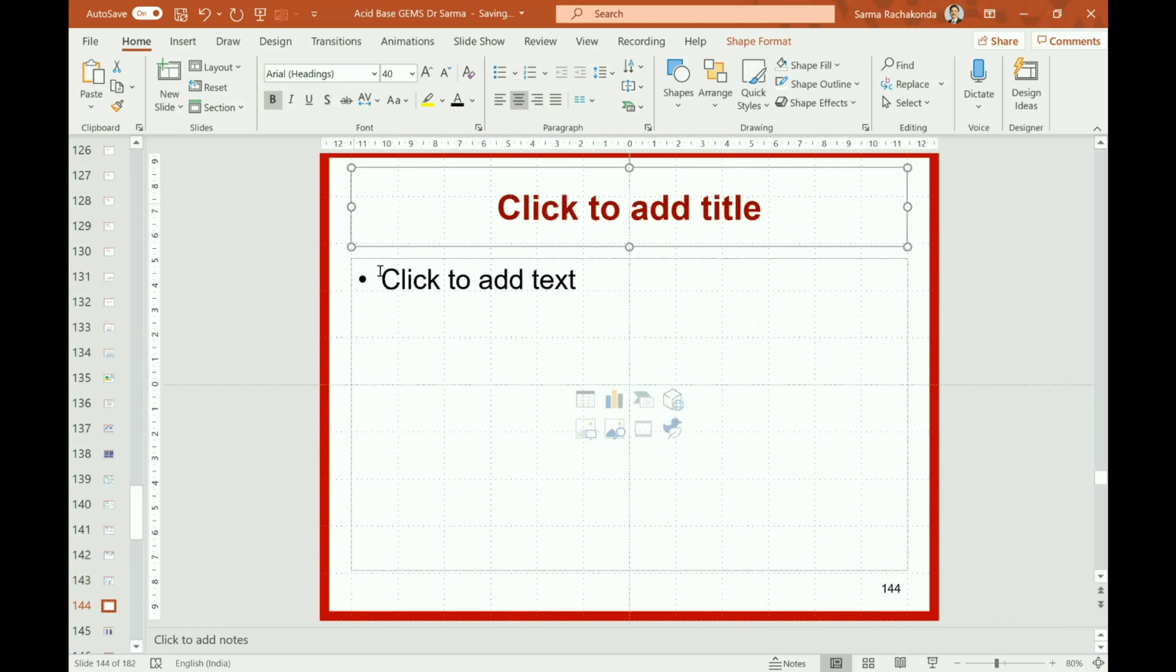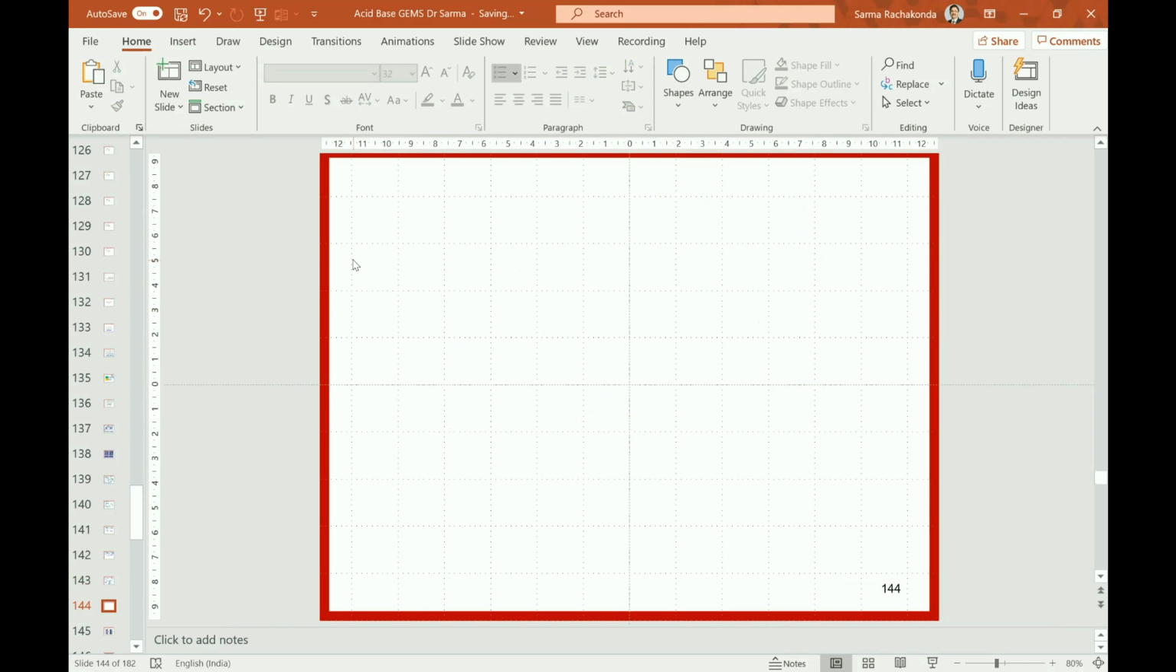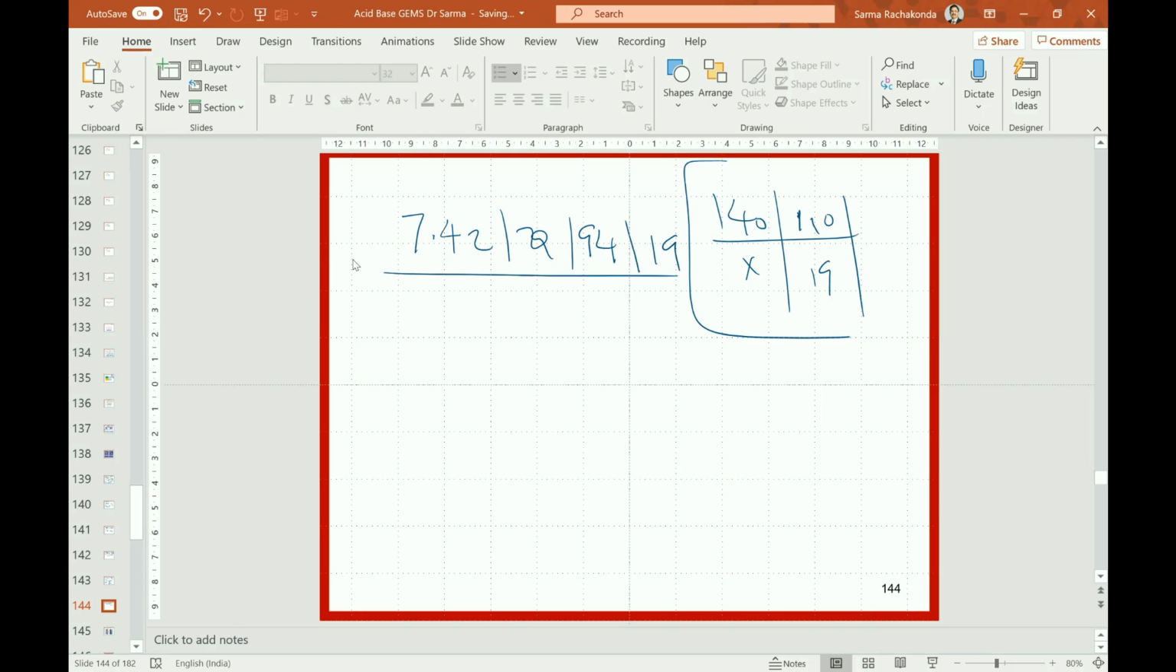That I have to now see. But copy those values again. What are those values? 7.42, 29, 94, 19, and here 140, and then this is 110, 19. Okay, so this is the other important part. Now we have decided it is, what was the diagnosis there? Chronic respiratory alkalosis, sir. Okay.